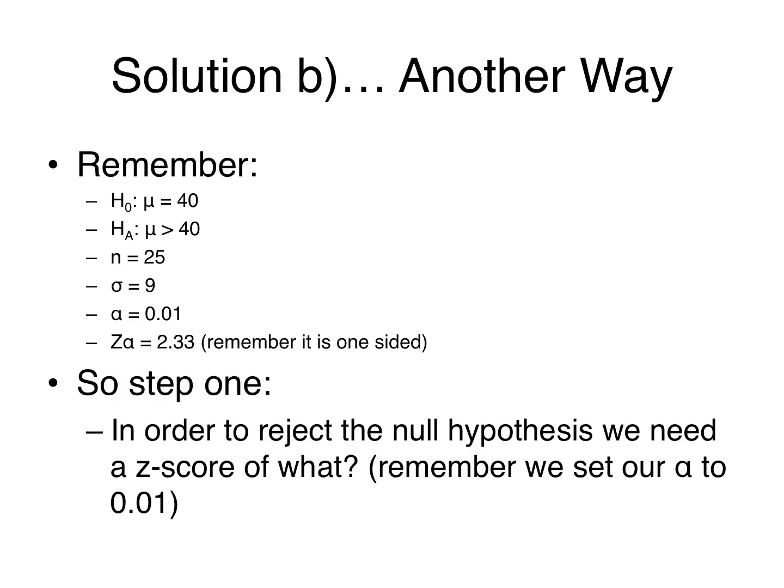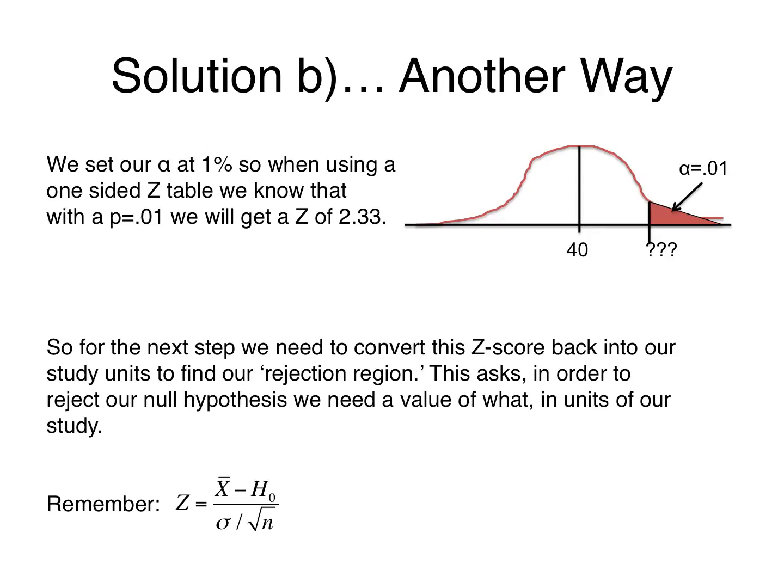So here's another way to determine power for this practice problem. So here's all the information that we know. And so step 1 is, in order to reject the null hypothesis, we need a Z score of what? And remember that we set our alpha level to 1%. Since our alpha is set at 1% and we're doing a one-sided test, we know that with a p-value of 0.01, we'll get a Z of 2.33.